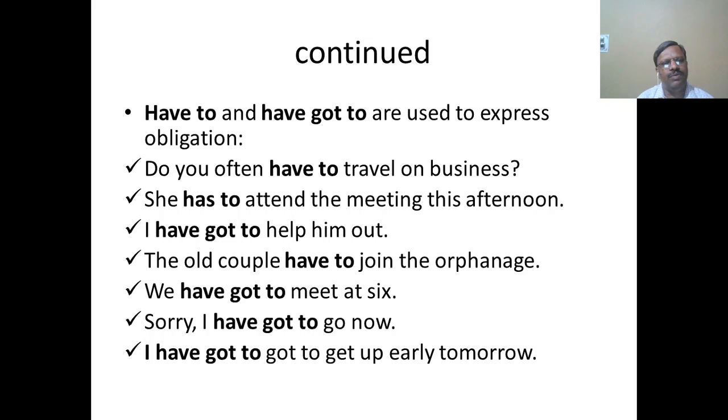I have got to help him out. ನಾನು ಅವನಿಗೆ ಸಹಾಯ ಮಾಡಲೇಬೇಕಾಗಿದೆ. I have got to help him. The old couple have to join the orphanage. They have no other way. ವಯಸ್ಸಾಗಿರ್ತಕ್ಕಂಥ ಜೋಡಿ ನೋಡ್ಕೊಳ್ಳೋರು ಯಾರೂ ಇಲ್ಲ ಅಂತ ಕಾಣುತ್ತೆ, ಅದಕ್ಕೆ they have to join an orphanage.